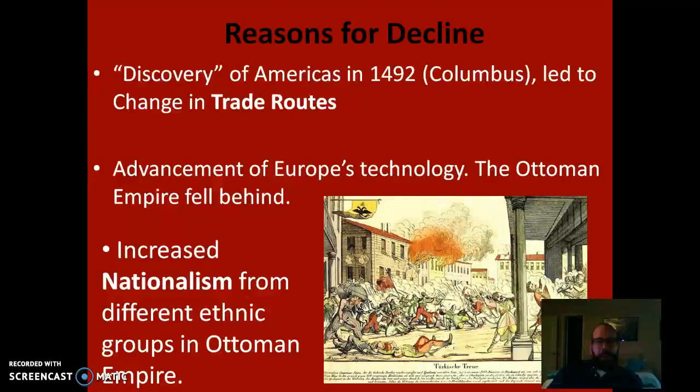Also, they fell behind in technology. Europe's technology was advancing a lot. They were getting better technology, better tools, better weapons. And the Ottomans just kind of slacked in that aspect.